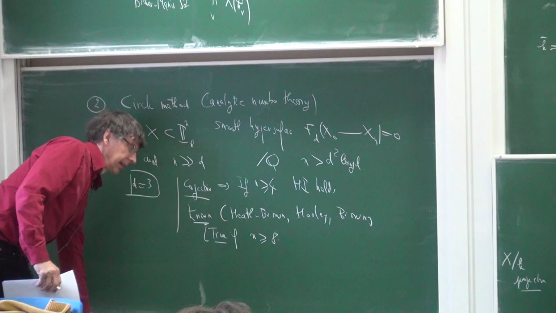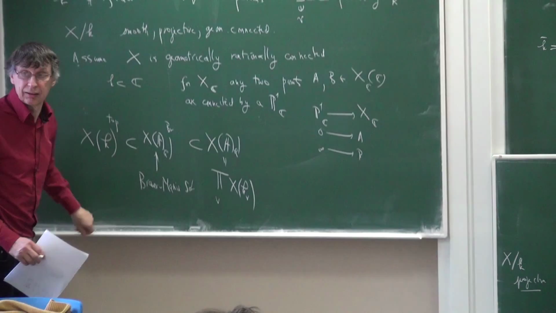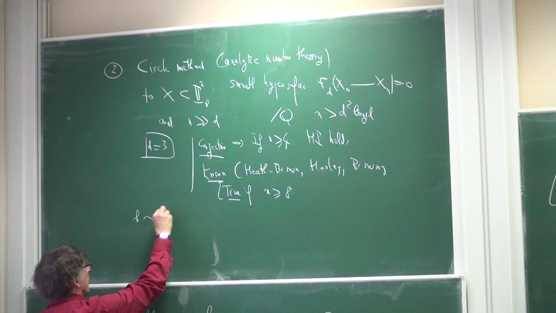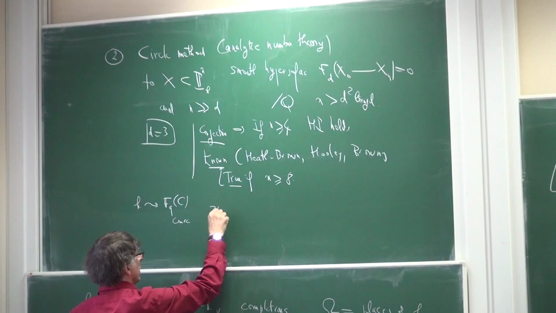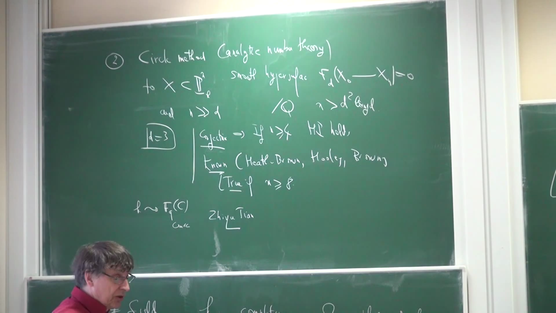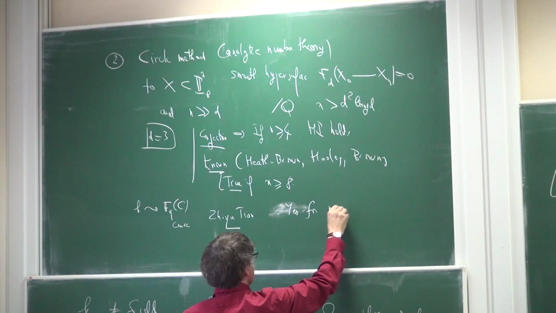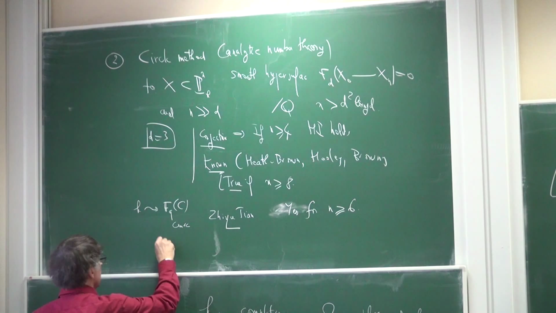you could ask yourself: number fields are difficult, maybe function fields in one variable are easier. And indeed, there is some recent work, if you replace k by a function field of one variable, the function field of a curve, there's a recent work of Tian, which is very much in the spirit of complex algebraic geometry, where he proves it for n at least 6. And the methods are completely different.